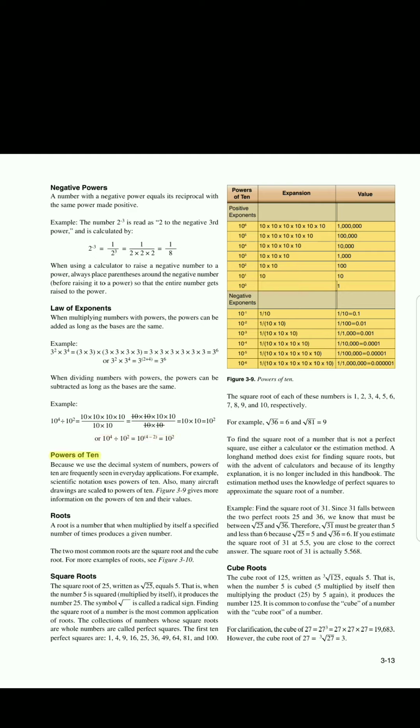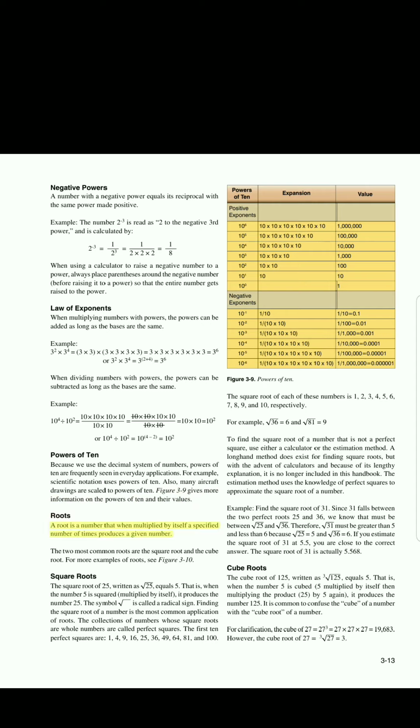Powers of 10. Because we use the decimal system of numbers, powers of 10 are frequently seen in everyday applications. For example, scientific notation uses powers of 10. Also, many aircraft drawings are scaled to powers of 10. Figure 3-9 gives more information on the powers of 10 and their values.